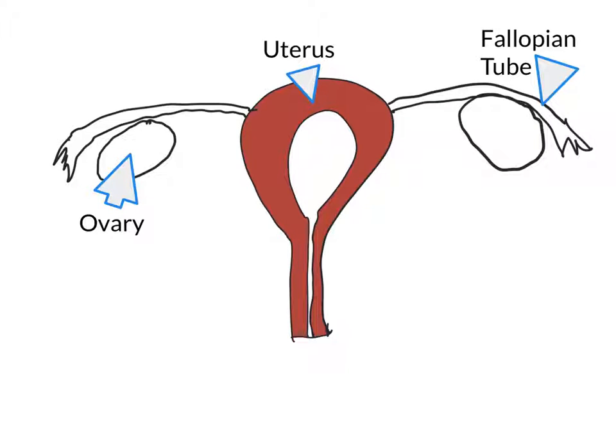In the normally functioning ovary and uterus in a young woman, each month you will have a small portion of the ovary develop where it's trying to mature an egg. Once this egg is released, it will go into the fallopian tube and travel toward the uterus.